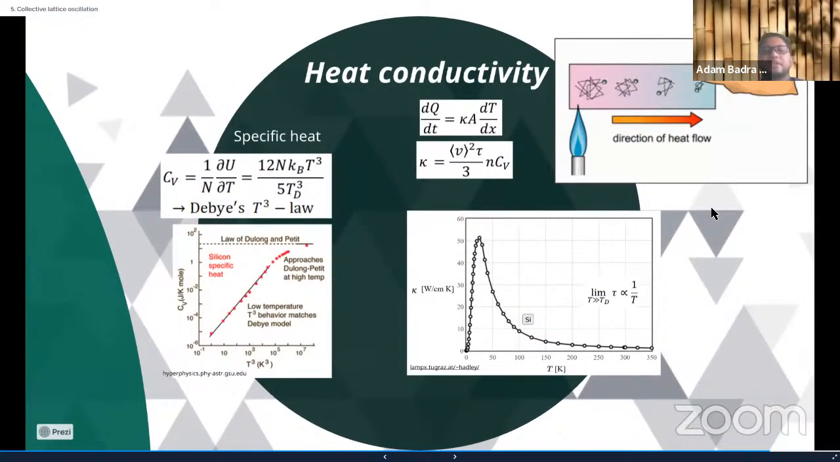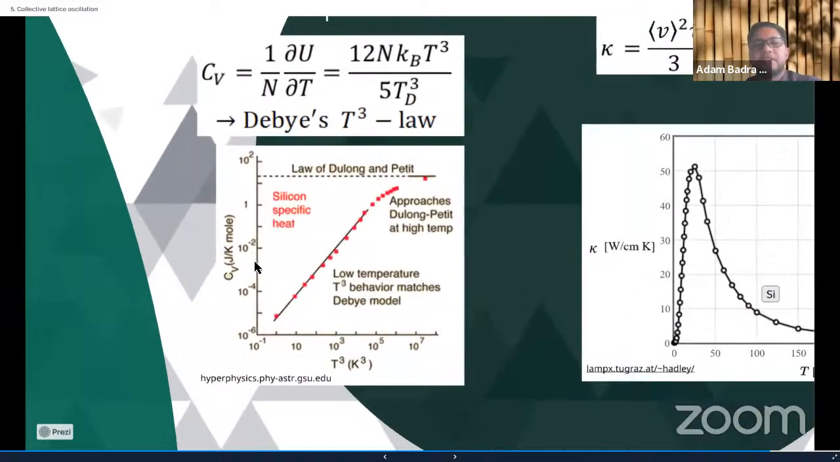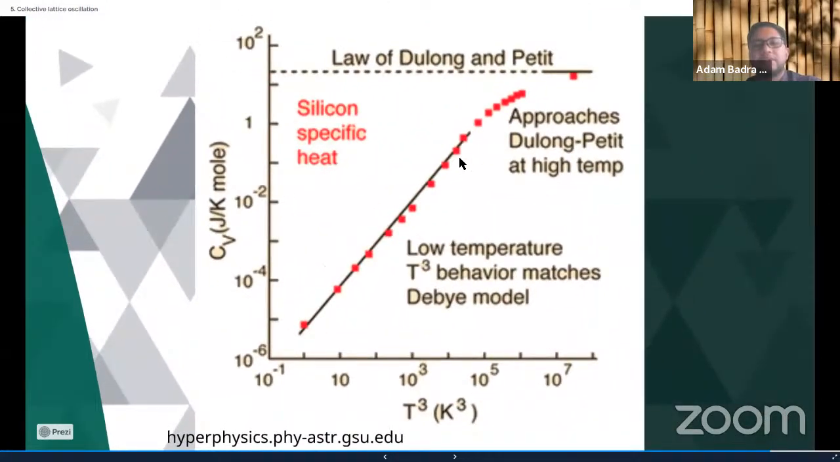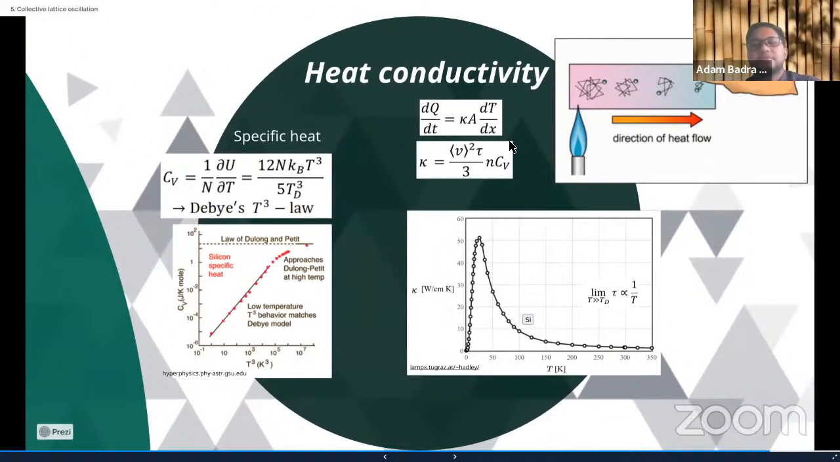So now we can go back to the heat conductivity. The specific heat at low temperature depends on the T cubic law, like this. And we find for silicon, for example, that the low temperature behavior matches the Debye model, and at high temperature it goes to the Dulong-Petit law. Again, we remember that the heat conductivity is connected to Cv, through v squared, tau, and Cv. So now the Cv here obeys this.